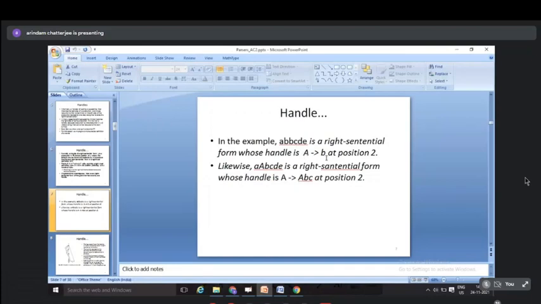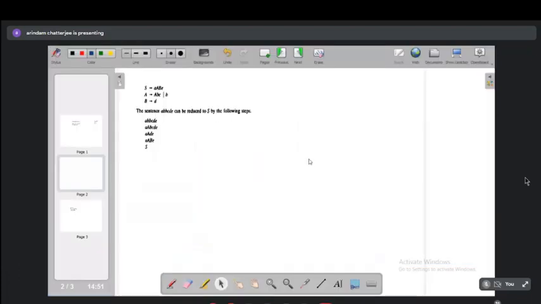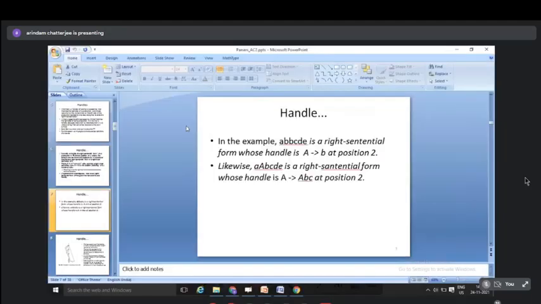Capital A producing b is the handle. As you can see, the first small b is reduced to capital A. So capital A producing small b is the handle, and the position is basically the second element in the string. So we can say that the handle is A producing small b at position 2.